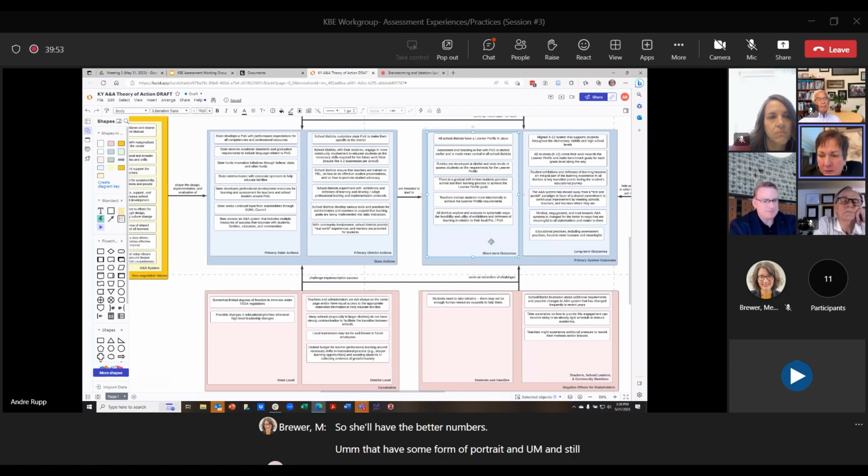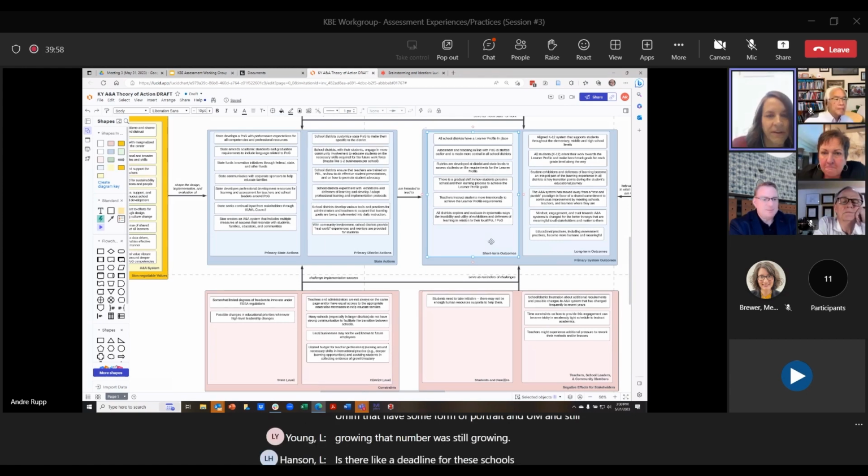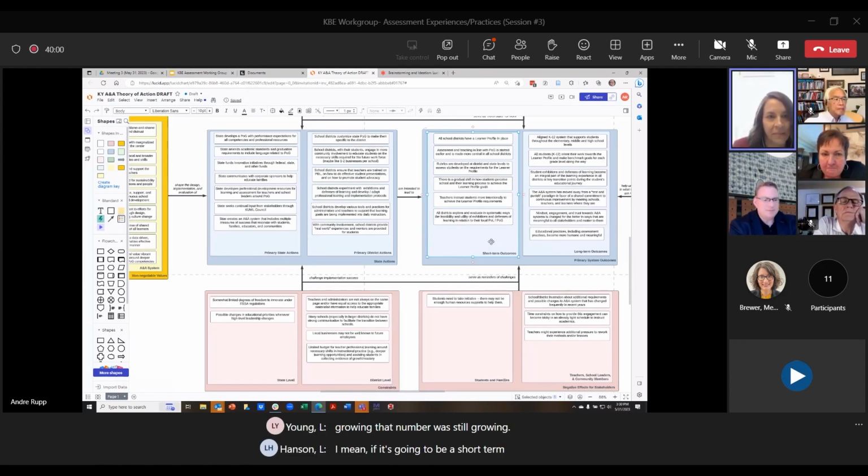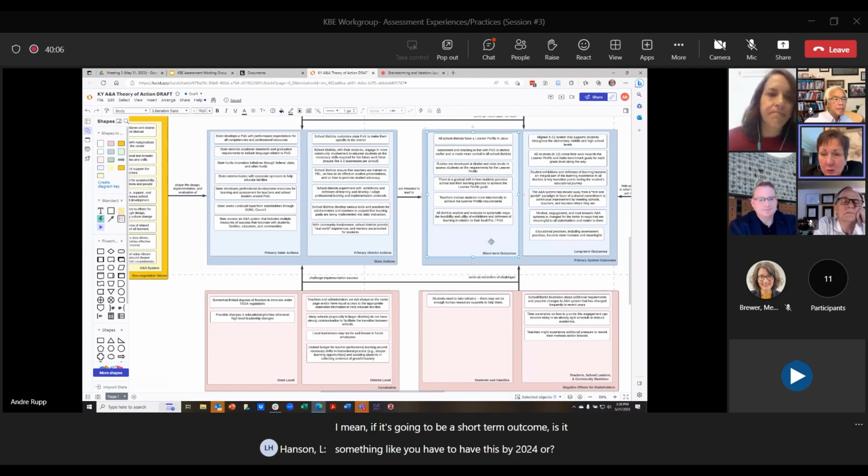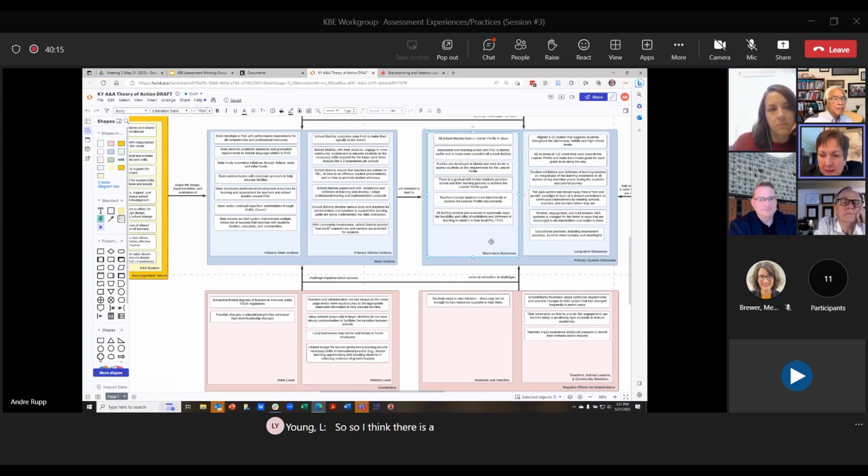Okay. Is there a deadline for these school districts? I mean, if it's going to be a short-term outcome, is it something like you have to have this by 2024? The board is entertaining graduation requirements related to a portrait for 4 years from now. So I think there is a long runway.